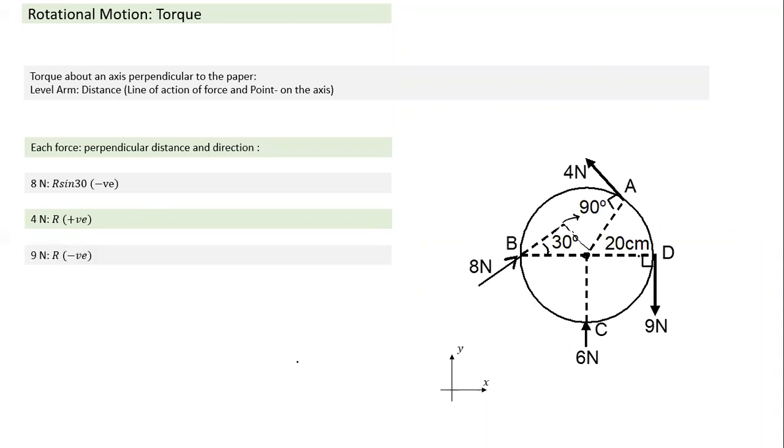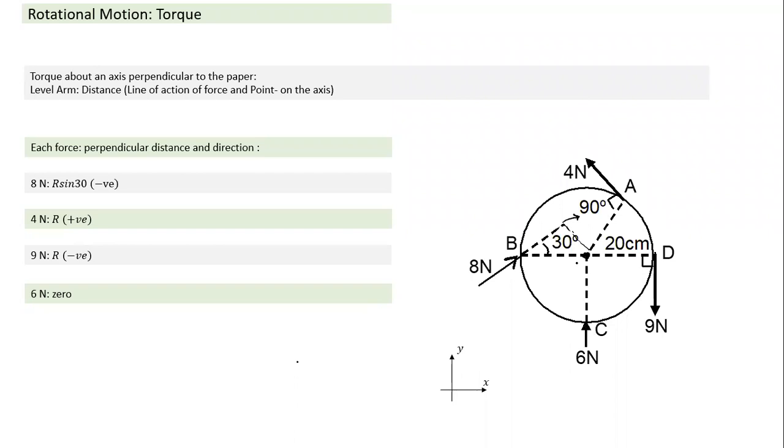It's positive. 9 Newton. 9 Newton also is perpendicular here, and the perpendicular distance is r. And which direction is it tending to rotate about this point if this force is acting? It's tending to rotate the wheel in the clockwise sense, on the object it is connected to. Clockwise is negative. Final one is 6 Newton.